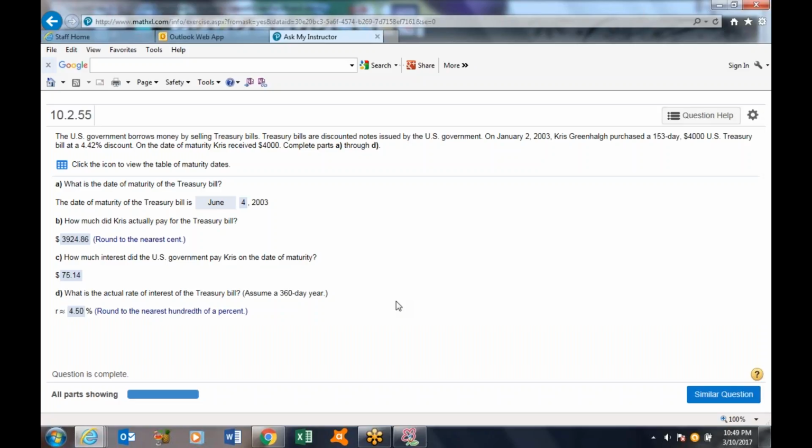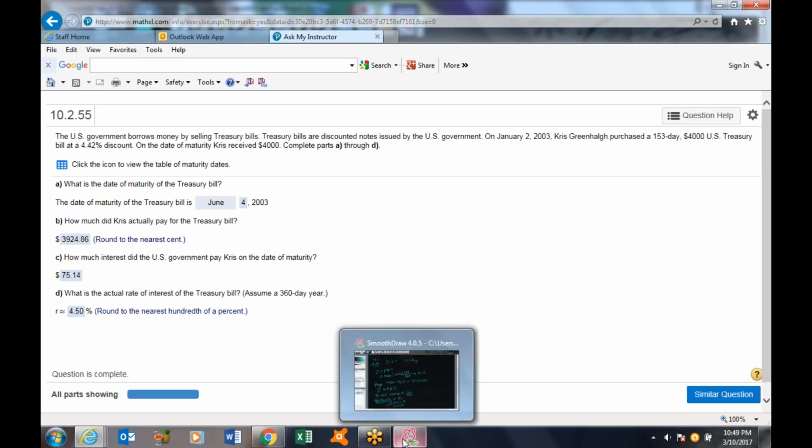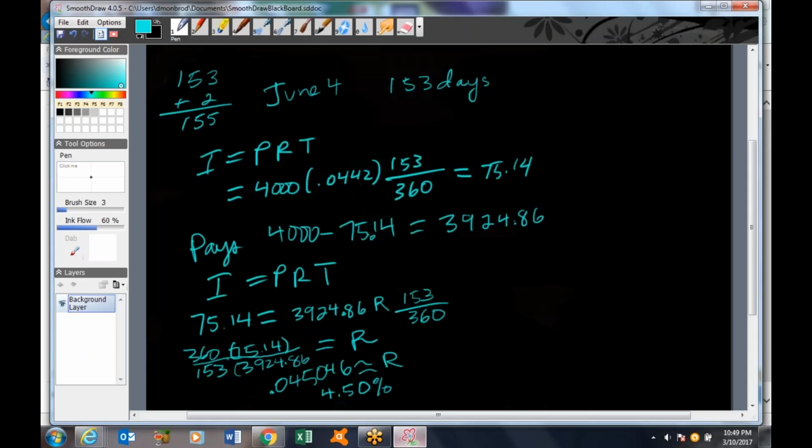When you buy that note, it's discounted. You don't get the interest until you pay it off, until the government pays you. And when it matures, you get the money back. But you only had to pay that much for it. So that's our number there.